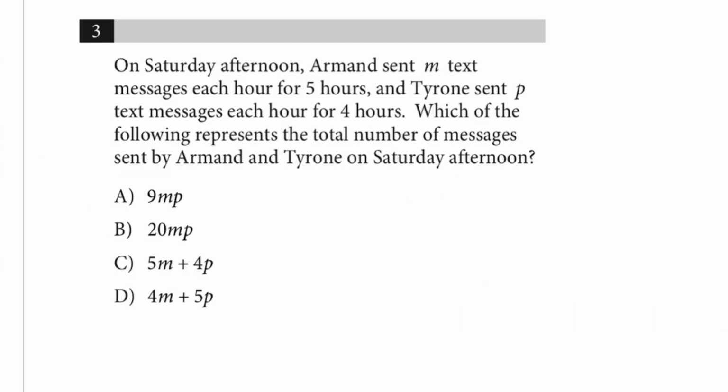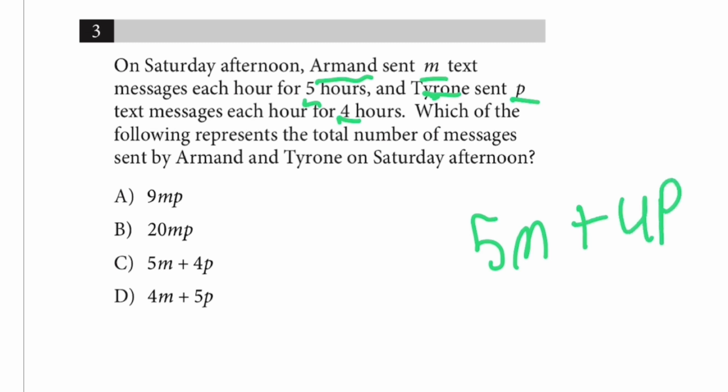This question just wants you to form an expression to represent the situation that's being described here. The most important thing is to understand what name is represented by which variable and how many hours that person spent texting. So Ahmad is represented by M, and he spent 5 hours texting, so you multiply 5 by M. And then Tyrone sent P texts, and he did that for 4 hours, so he is 4P. You're not going to be multiplying M and P because it doesn't tell you to do that anywhere here. We're just adding up the total number of texts that they're sending. So it's just going to be C.